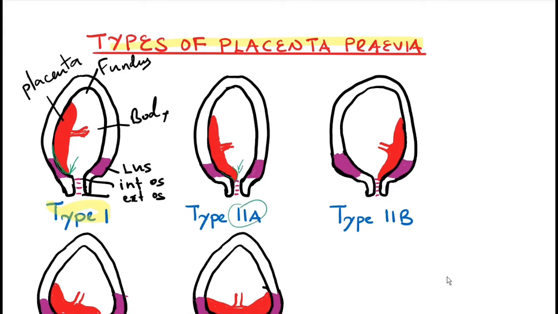Now, type 2A is an anteriorly situated placenta, the anterior aspect of the uterus. Type 2B is a posteriorly situated placenta, the posterior aspect of the uterus. Type 2B is a major placenta previa, whilst type 1 and type 2A are minor placenta previas.